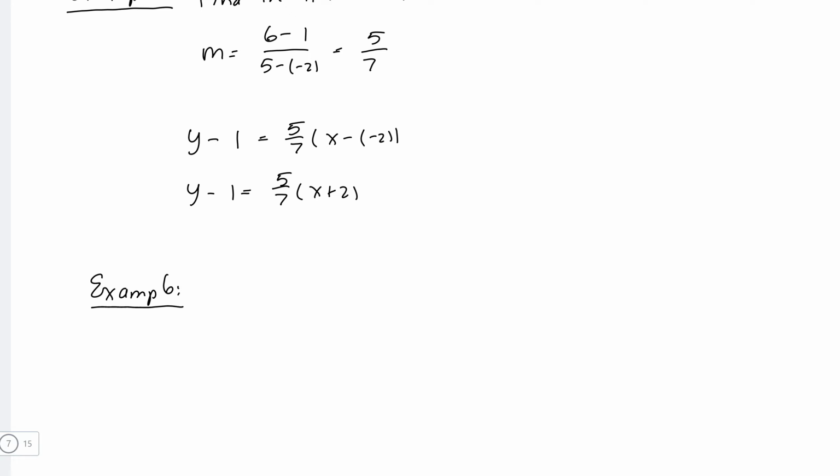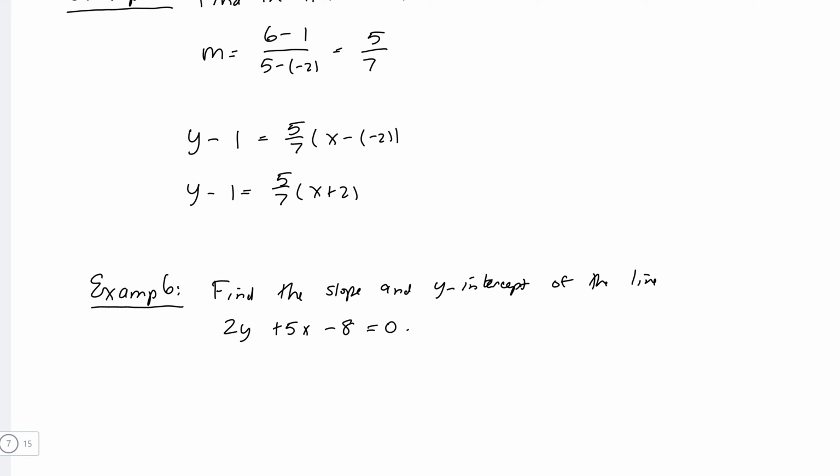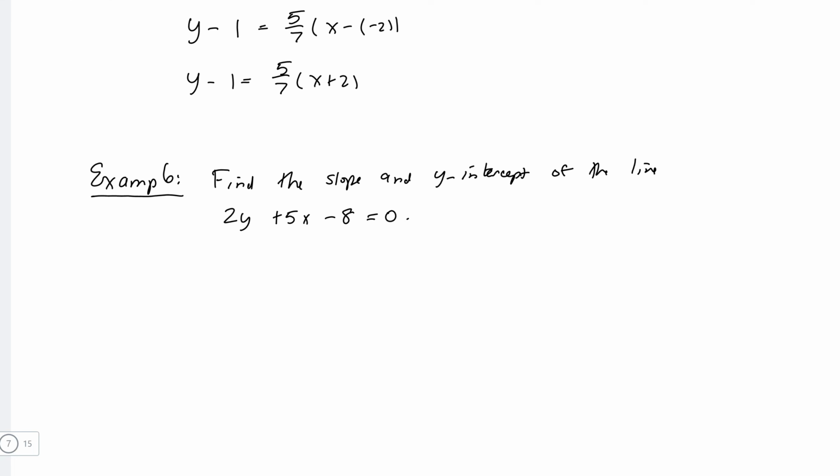Let's try another couple more examples here. Let's find the slope and y-intercept of the line 2y plus 5x minus 8 equals 0. When we see this line, we see it's not in either of our point-intercept or our point-slope form. So first we want to isolate the y.